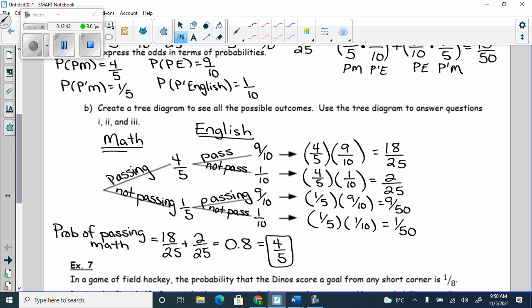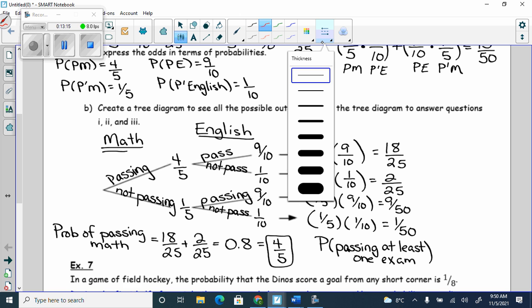Which makes sense because it would head back to just the passing math part, right? Now, that one's a straightforward one. What if I say, what's the probability that she passes at least one test? That's where the tree diagram actually comes in. Probability of passing at least one exam. So she could pass one, or she could pass both, right? At least is one or more, correct? So we take all the cases, which I'm going to use red here for.